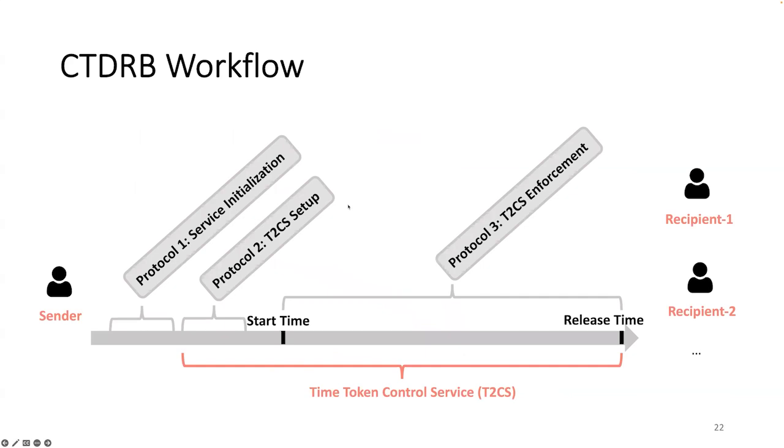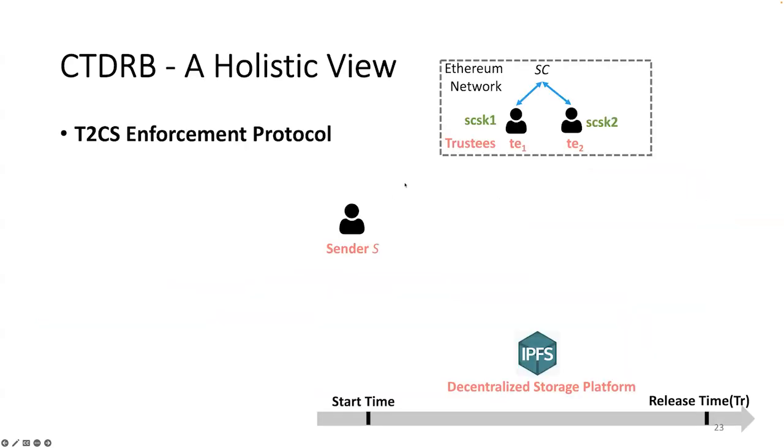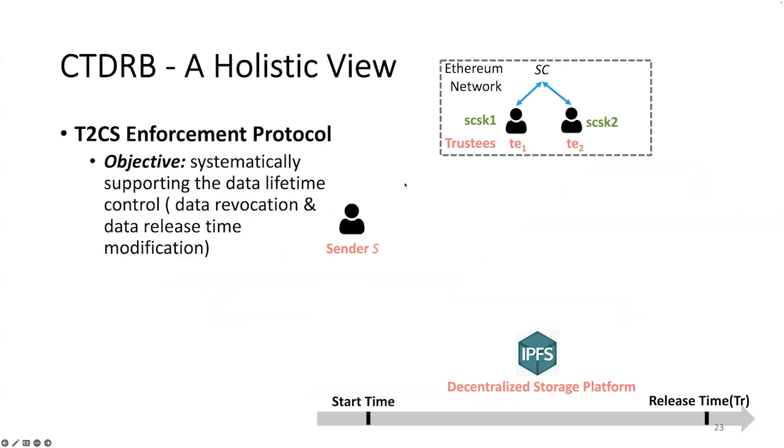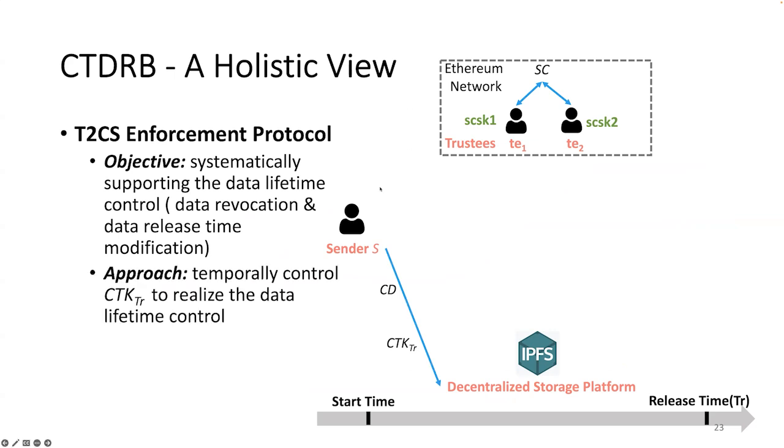After T2CS setup, the timed data release normally starts. We next introduce the T2CS enforcement protocol that supports data lifetime control. This protocol aims at systematically supporting the data revocation primitive as well as the data release time modification primitive. After sending the encrypted data CD and the encrypted time token to the storage platform, we want to achieve the data lifetime control in terms of temporarily controlling the encrypted time token stored in the platform, which is equivalent to temporarily controlling the release time of the shares held by the trustees.